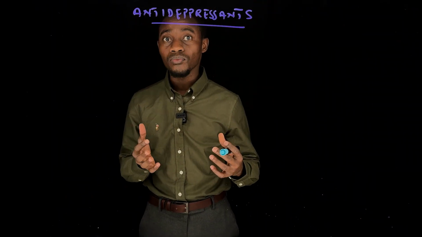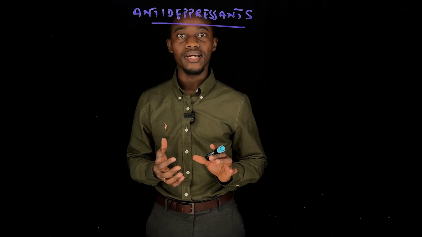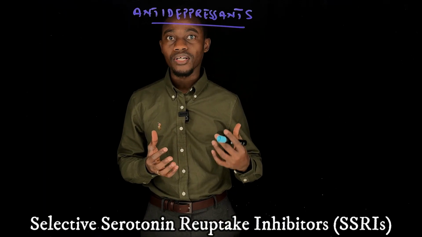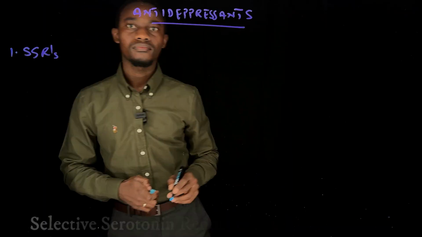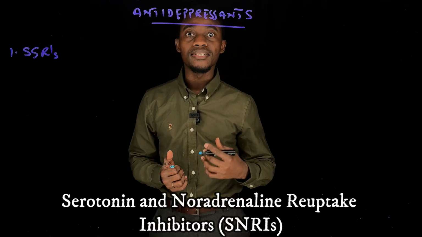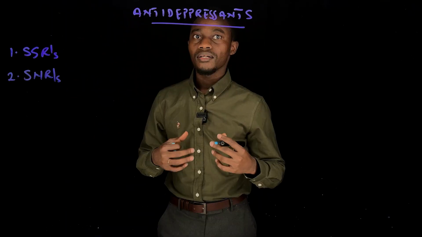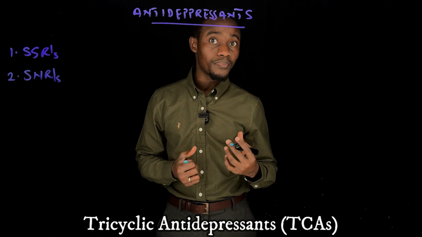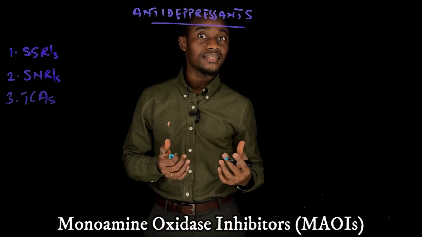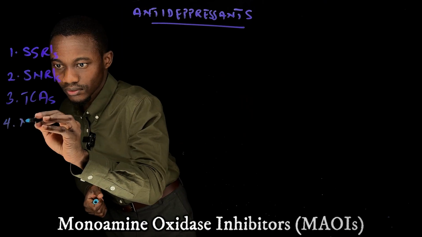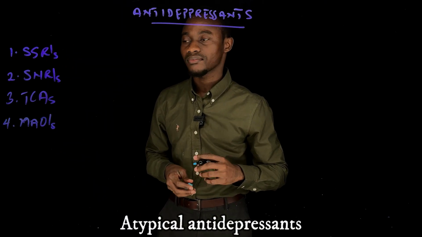There are several forms of antidepressant medications, but most of these can be categorized into 5 main types. We have selective serotonin reuptake inhibitors, or SSRIs. We also have serotonin and noradrenaline reuptake inhibitors, or SNRIs. There is what we call tricyclic antidepressants, or TCAs. There is monoamine oxidase inhibitors, or MAOIs. And finally, we have a fifth group called atypical antidepressants.